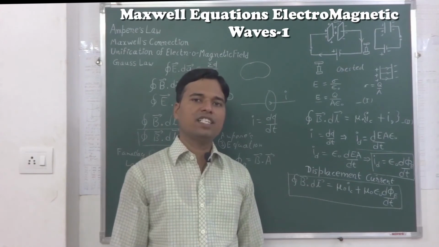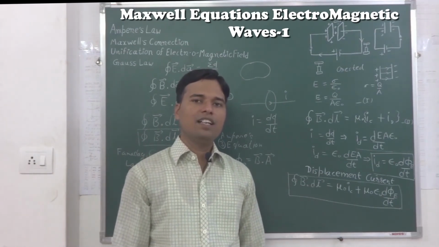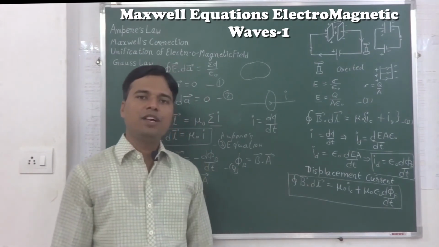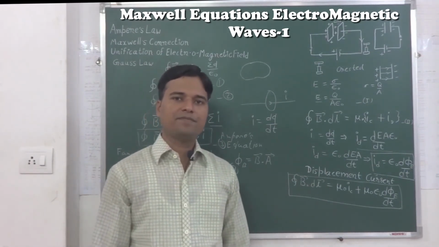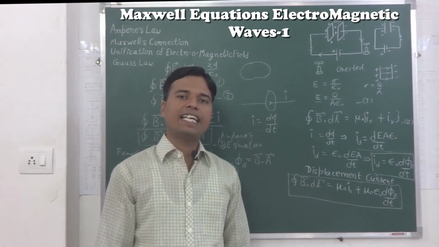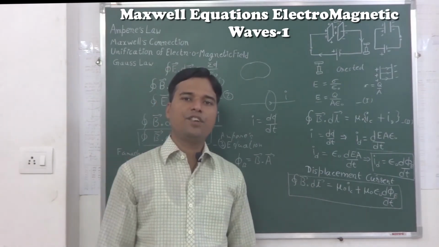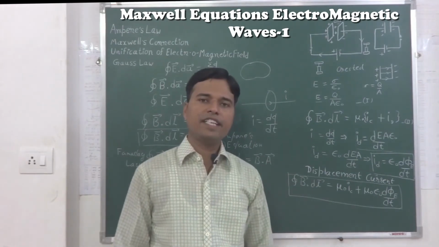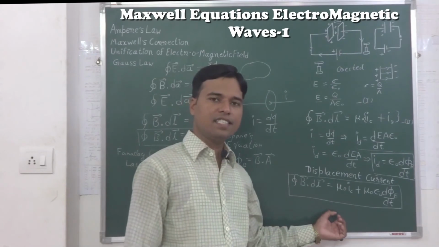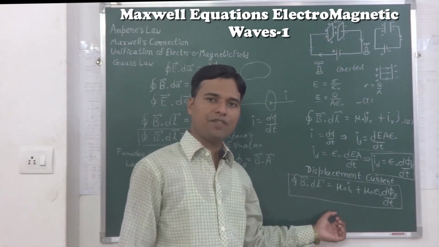All these four equations were available before him, but he tried to make a complete package of equations for the explanation of electric and magnetic field phenomena. After this Maxwell's correction in Ampere's equation, this equation is now known as the Ampere-Maxwell equation.